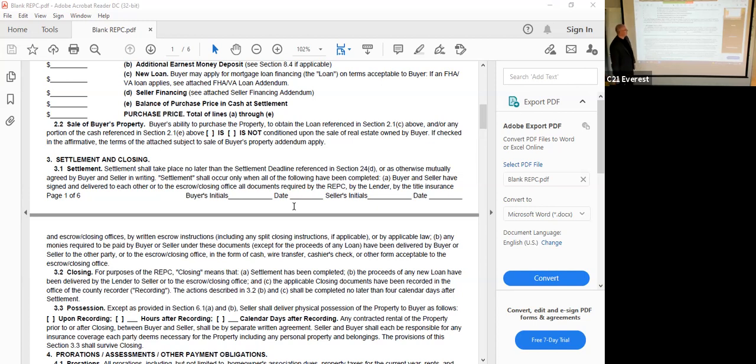Buyer's ability to purchase the property, to obtain the loan referenced in 2.1C above, talking about the loan that they're going to borrow, and/or any portion of the cash referenced in section 2.1E, any amount of the deposit, any of that 10%, is it coming from the house that you are selling? Reference in section 2.1 above is or is not conditioned upon the sale of real estate owned by the buyer. If checked in the affirmative, the terms of the attached subject to sale of buyer's property addendum apply.